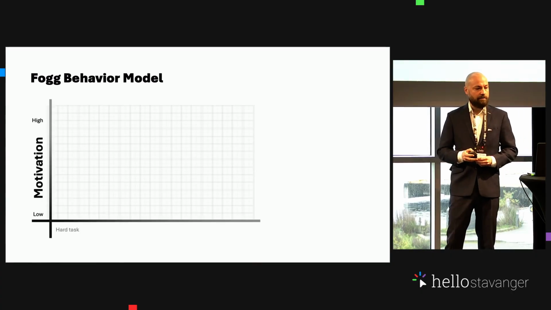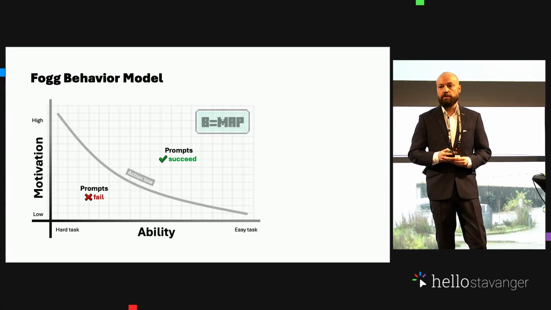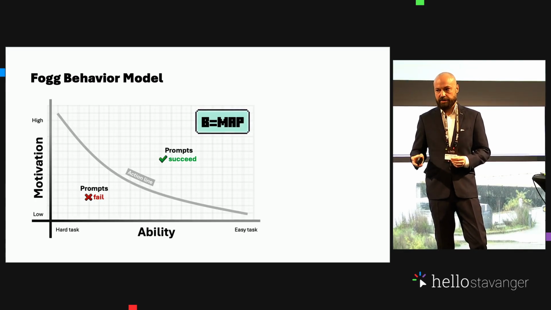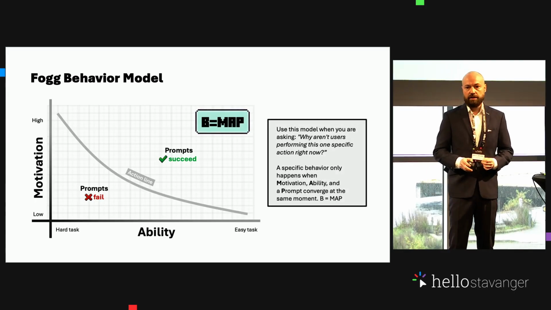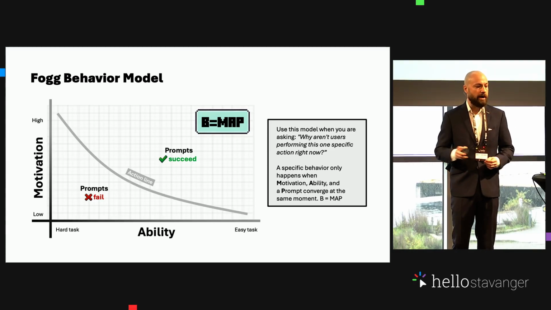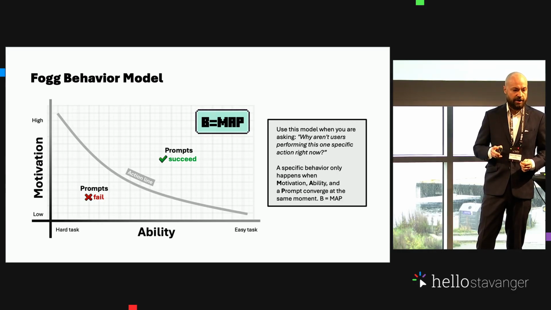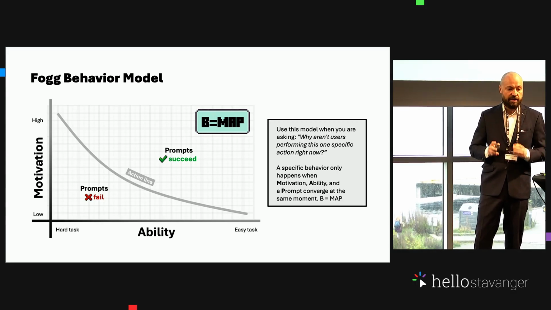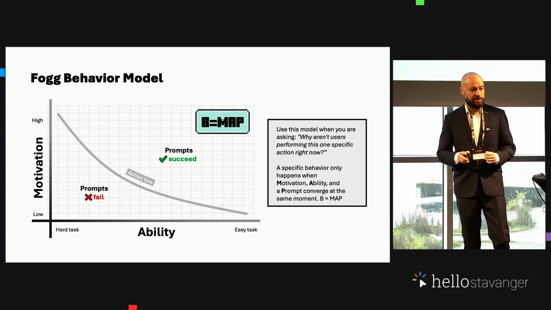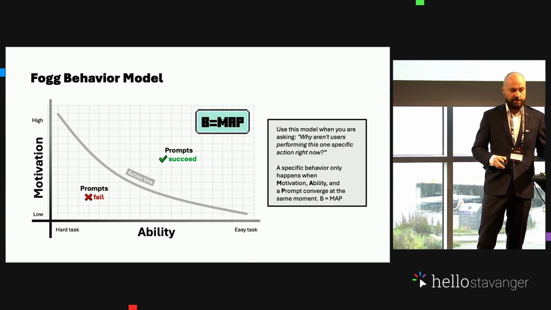So we're going to look at the Fogg behavior model first and foremost. This is a model that is used mostly for single interactions. So you can think of it as, okay, I don't get a lot of users who are clicking this specific button. Why is that? You can use this model when you're asking why aren't users performing this one specific action. And it all goes to the motivation, the ability, and the prompt, the B equals MAP.